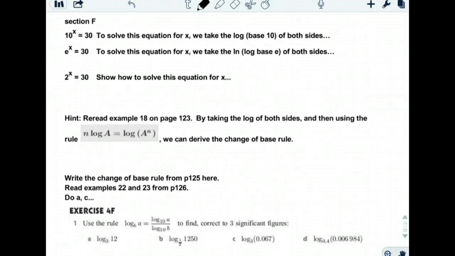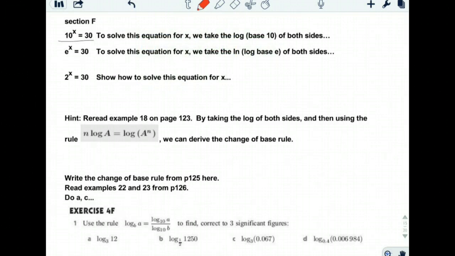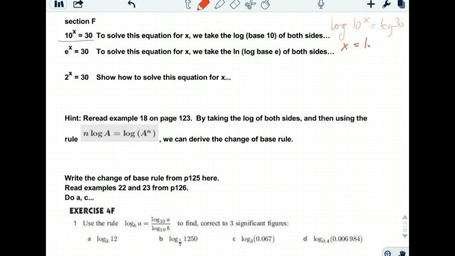Section F. So to solve this equation for x, we take the log base 10 of both sides. And you guys have been doing this for a few pages now. So if I want to figure out what x is, I take log of 10 to the x, and then I put log of 30. And if I do that, then I'm going to get x equals log of 30. Okay, and do you see how the log and the 10 cancel each other out because they're inverse functions? So that's why we're left with just x.